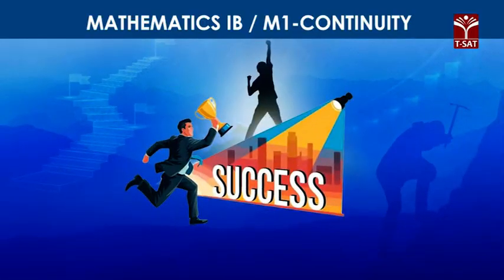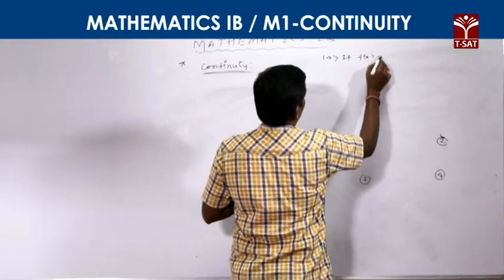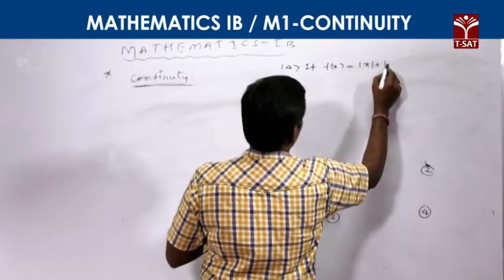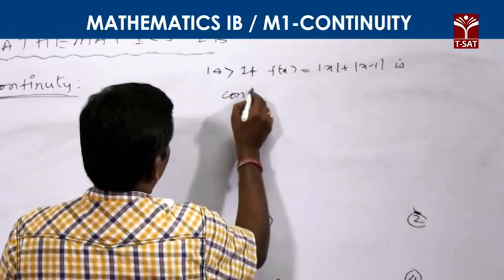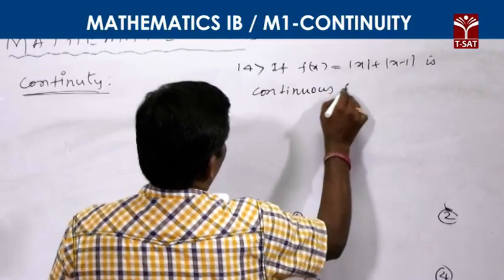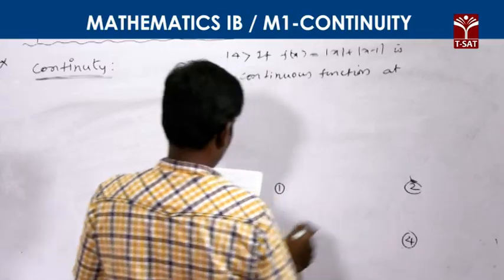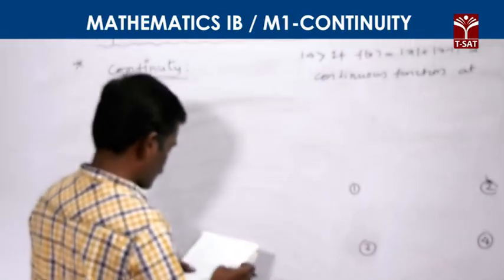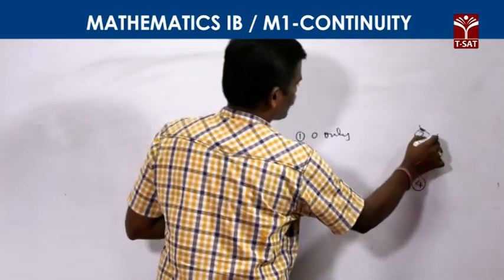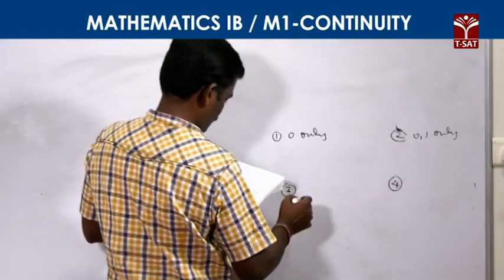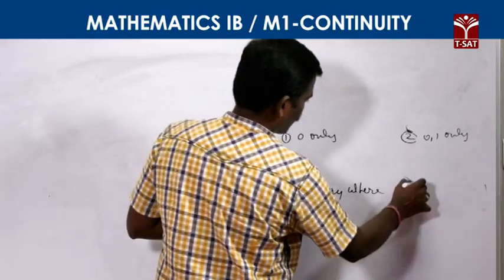Next, the 14th question. If f of x equals mod x plus mod of x minus 1, it is a continuous function at, options are: 0 only, 0 comma 1 only, everywhere, nowhere.